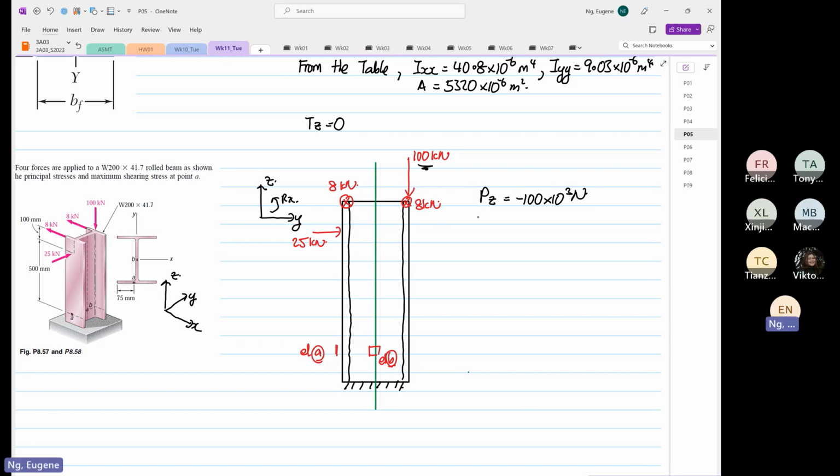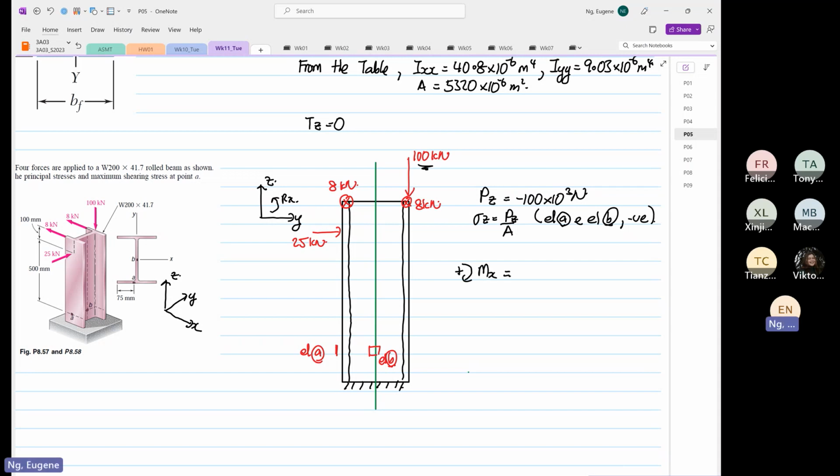So we know for this PZ, you're going to use stress Z is equal to PZ over A, right? So in this case, element A and element B will be under what? Compression. Negative means what? Compression. Okay. And then the next thing we are going to look at is the moment about the x-axis. Okay, so I'm going to have clockwise as positive, so moment about x.